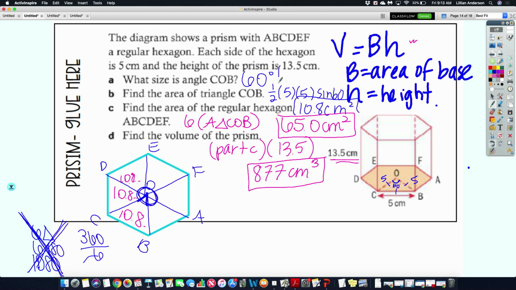Questions? So this will apply to any prism, that formula. However, you do have a cuboid in your reference book. Questions?